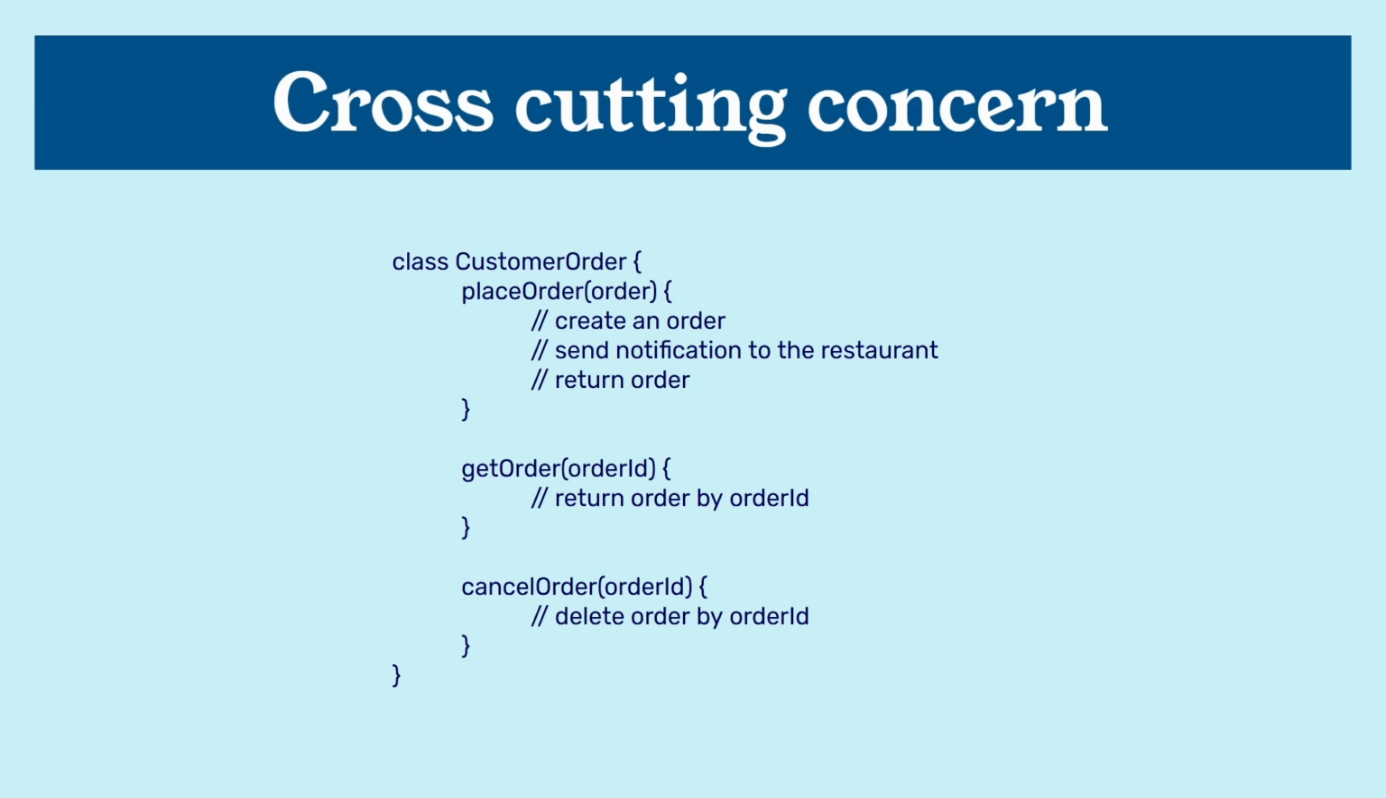Let's take an example of a food delivery app, and there is one class which takes the order from the customer. So we have three methods over here: placing an order, get the order, and cancel the order. Placing an order just creates an order, sends the notification to the restaurant, and returns the order. Get order just returns the order based on the ID. Cancel order deletes the order from the application.